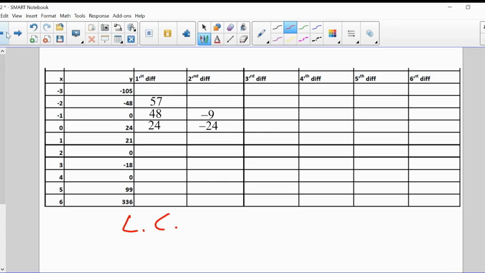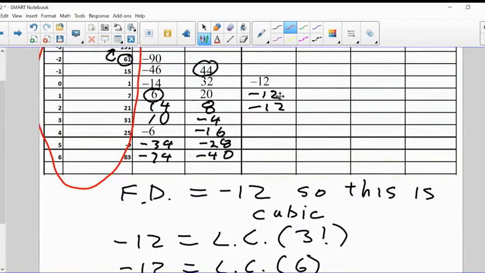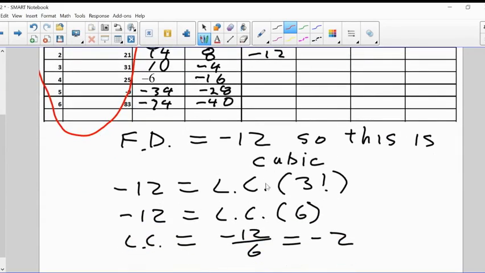Okay. All right. So we figured out the finite difference. That was a minus 12. So it's cubic. Then we set it up into the formula: the minus 12, the finite difference, is equal to the lead coefficient times n factorial right here. And 3 factorial is 6. Then we worked out the LC from there. It worked out to be minus 2. Okay? All right. Janaya, please go ahead.